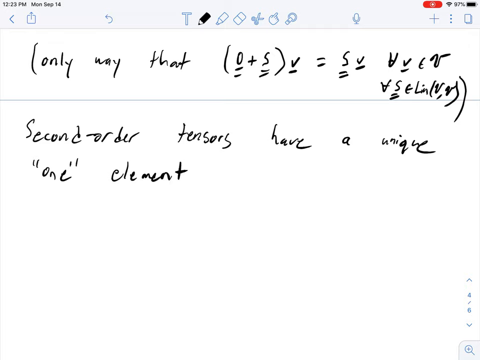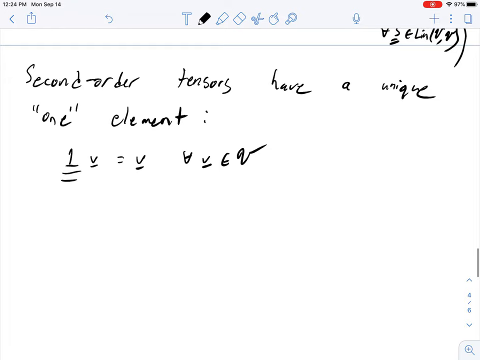And so this is the identity tensor, one. The identity tensor acting on v is going to just return v for all v in our vector space. All right, so the product of tensors is defined by composition.